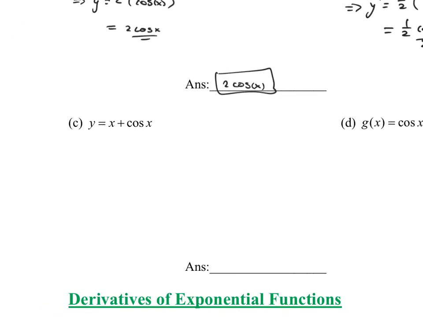Let's keep on going here. It says C, what's the derivative of y equals x plus cosine of x? Well, this is just the sum and difference rule on top of it. So our derivative, well, the derivative of x is simply 1. The derivative of cosine of x is negative sine of x. So this would be 1 minus sine of x.